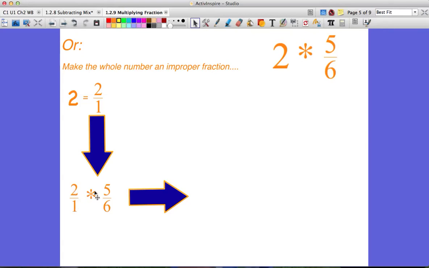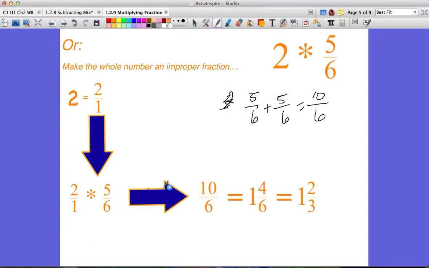So now I'm doing 2 times 5/6. And you'll notice if we did the addition, we would have 5/6 plus 5/6 give us 10/6. And in this case, if I multiply, 2 times 5 gives me 10, 1 times 6 gives me 6, so my answer would end up being 1 and 2/3, because 1 and 4/6 can be simplified to 1 and 2/3.